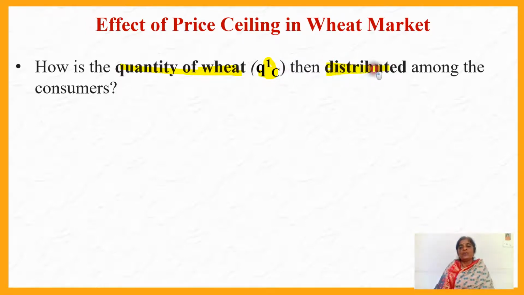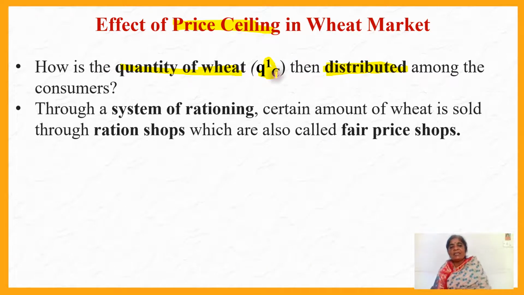Therefore, how to distribute? Even though the government applied this price ceiling program with good intention, after the price ceiling, a shortage or excess demand arises. How will the government handle the situation? They will introduce a system of rationing. Through rationing, a certain amount of wheat will be sold to everybody through the ration shops. Nobody can purchase more than this ration amount through the fair price shops.